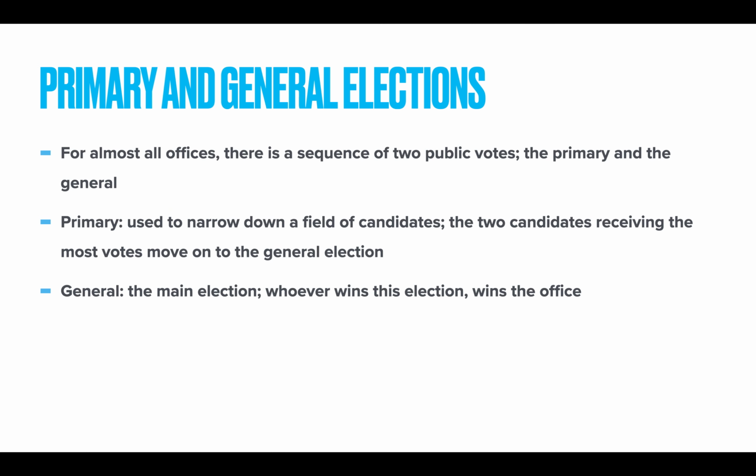So in the United States, we have primary and general elections, which is a sequence of two public votes. Primaries are often held in the spring through the early summer, and general elections are always held in November. A primary is used to narrow down a field of candidates within a party. The top candidate from each party then moves on to the general election. The general election is the main election, and whoever wins this election wins the office.